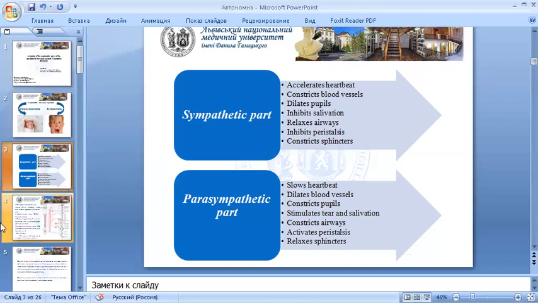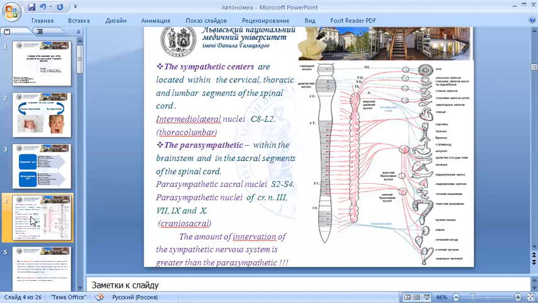The central part of the autonomic nervous system consists of the centers within the brain, suprasegmental, which are for both the sympathetic nervous system and the parasympathetic nervous system, and segmental, within the spinal cord for the sympathetic nervous system, and within the brainstem and spinal cord for the parasympathetic nervous system, while the peripheral part is made up of autonomic fibers and ganglia.